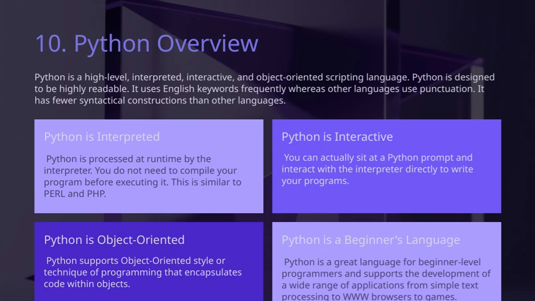Overall, Python is a high-level, interpreted, interactive, and object-oriented scripting language. It's designed to be highly readable, using English keywords more often than punctuation, which makes it easier to understand. It also has fewer syntactical rules compared to other languages, helping new programmers get started quickly.